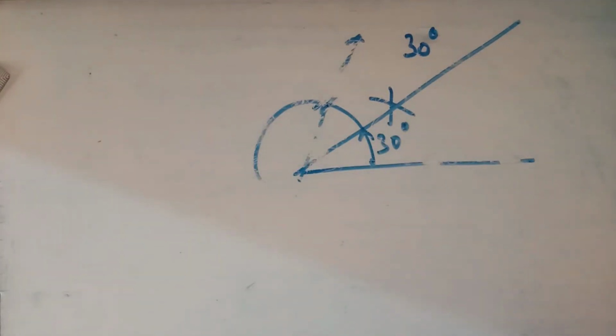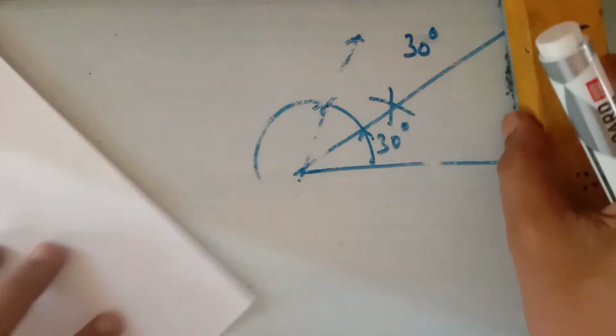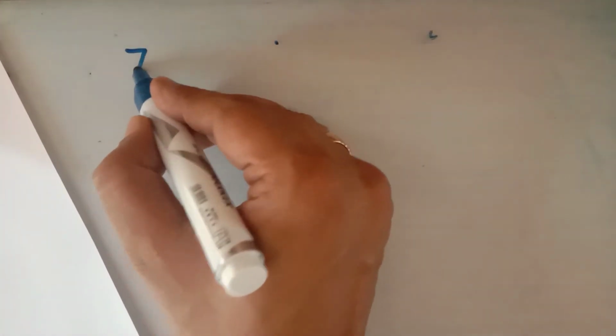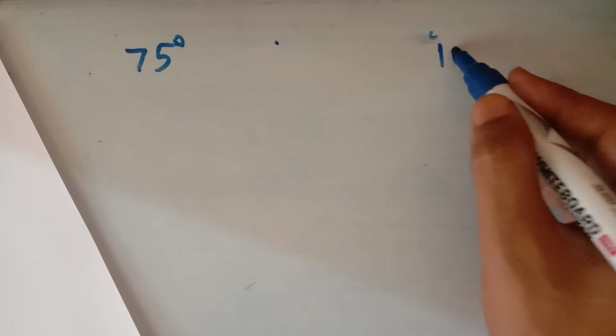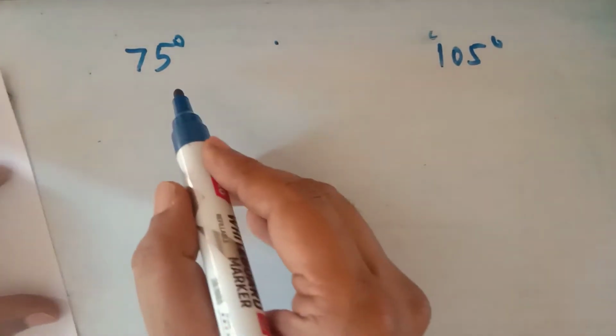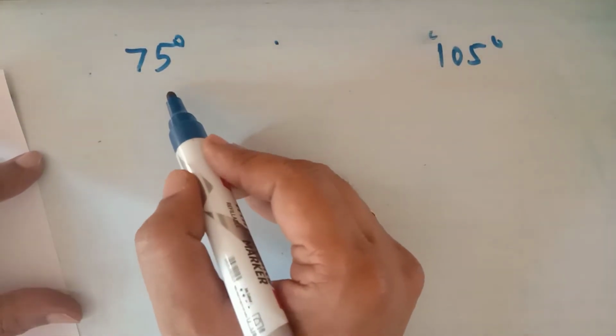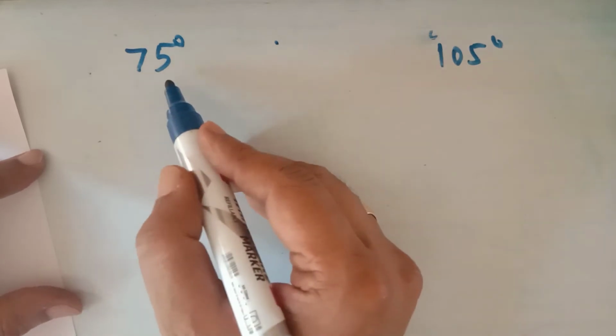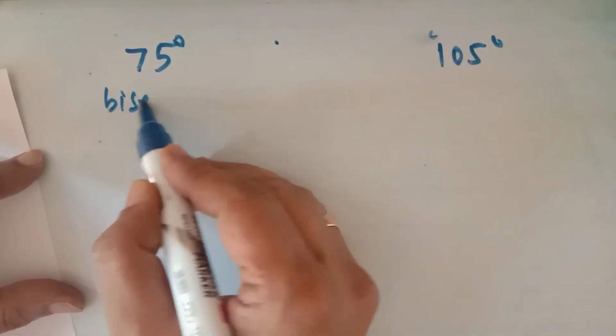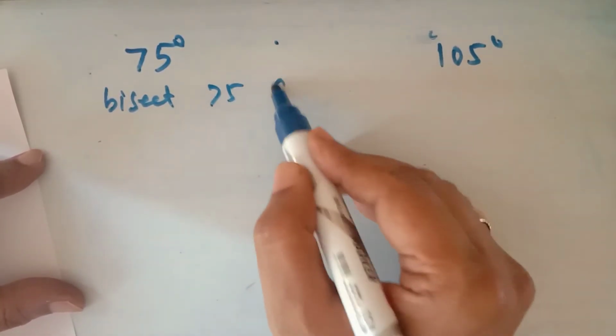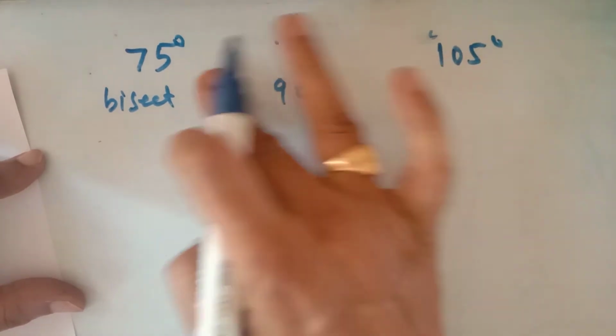Okay. After this, we'll construct the angle of 75 and 105 degrees. So how will we draw this 75 degree and 105 degrees angle? Now this angle of 75 is lying between 90 and 60. Now this is obtained if we bisect the angle of 60 and 90. Oh sorry, it is between 60 and 90.